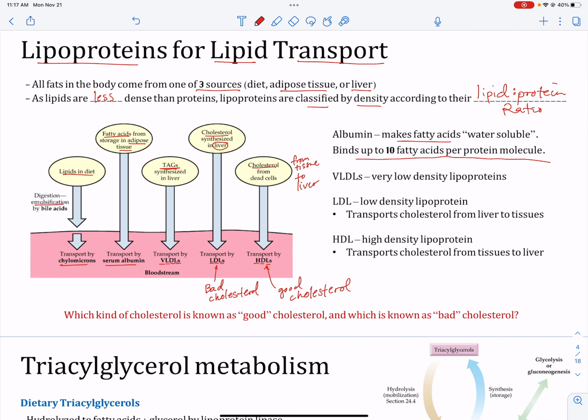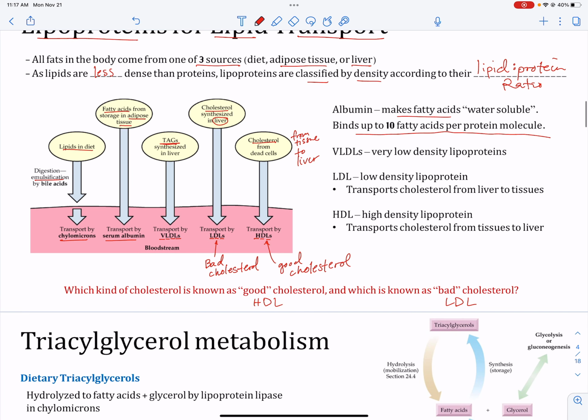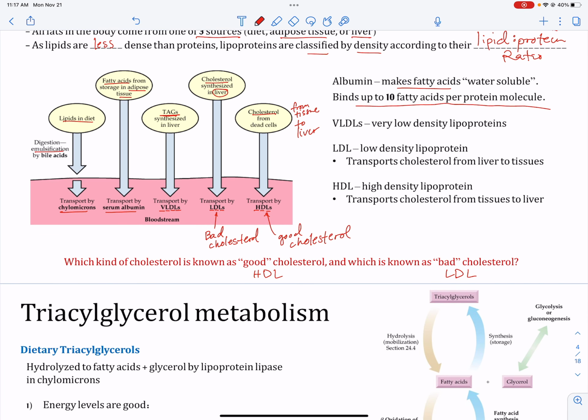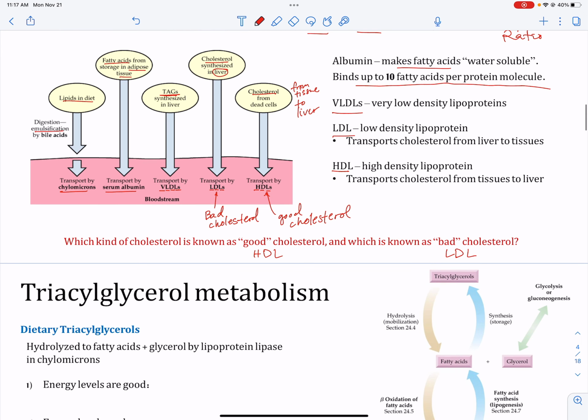Which kind of cholesterol is known as good? Well, that's your HDL. And which is known as bad? That's known as LDL. If you ever go get a biometric screening done, they'll usually tell you what your levels of LDL and HDL are. And it's a window. It's not a certain number that you need. It's a range of what's good and what's bad. And anything within the healthy range is considered good. So these are just all the definitions of what we said and what we talked about.